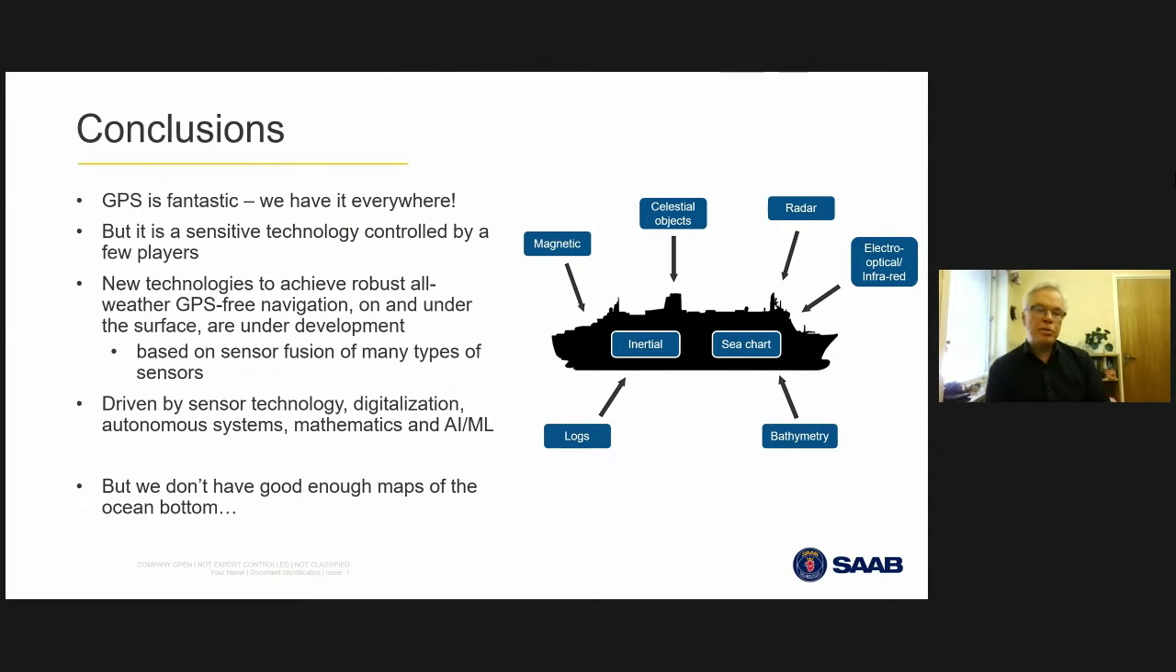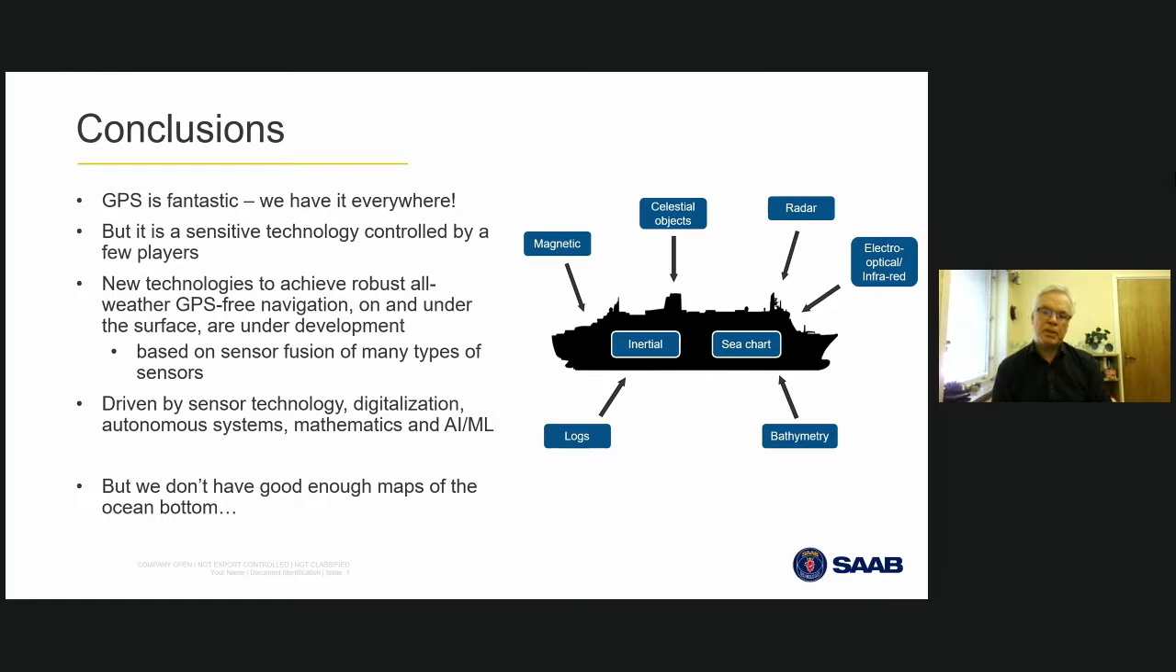So, some conclusions. GPS is fantastic, but it's a very sensitive technology. And of course, you all have a GPS in your mobile phone, and most of those GPSs, they not only use GPS, they also use other kinds of satellite navigation systems. But it's sensitive, so we need new technologies to get a robust all-weather navigation system on the surface and under the surface. And it's very much based on sensor fusion of many types of sensors.